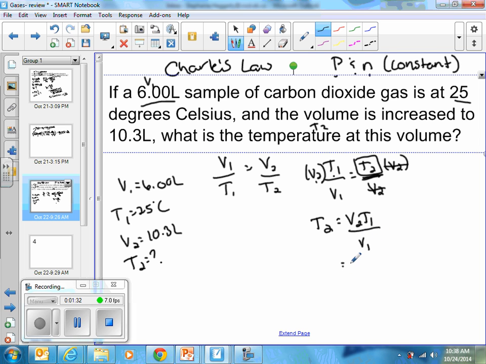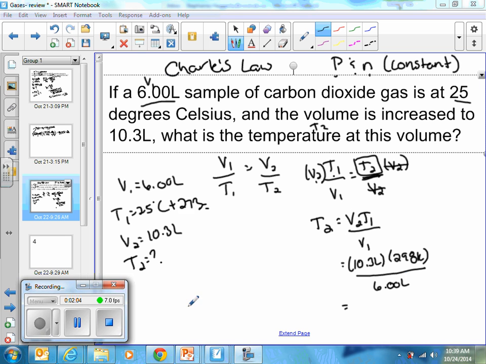Sub in my variables, so V2 is 10.3 liters. T1, I can't substitute degrees Celsius in here. I need to convert this to Kelvin, and we do that by adding 273. This will convert to Kelvin. When I add 273 to 25, I get 298 Kelvin. Initial volume is 6 liters.